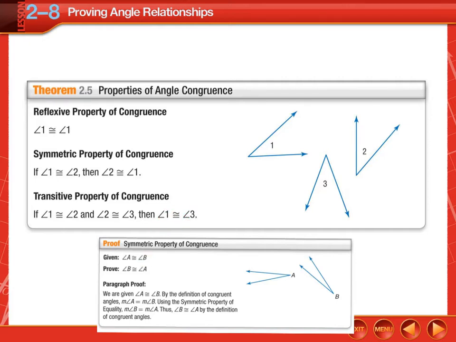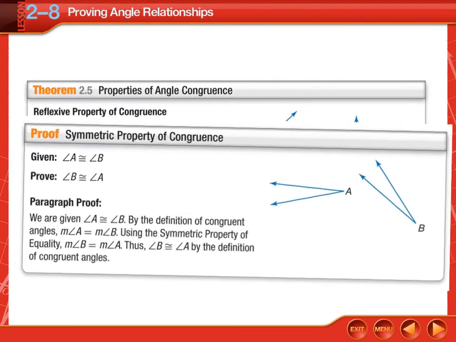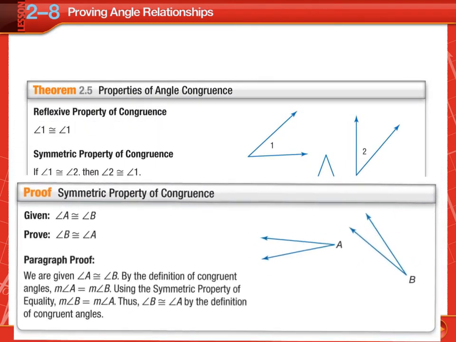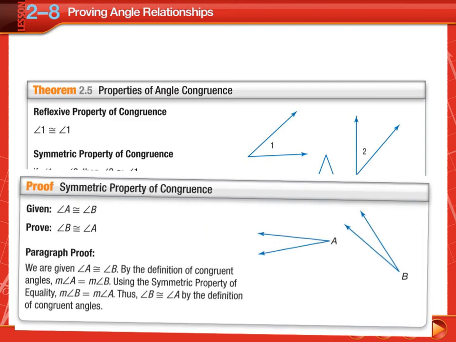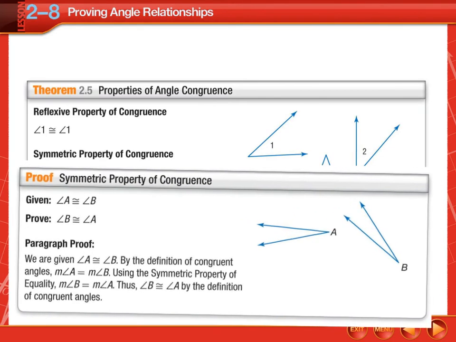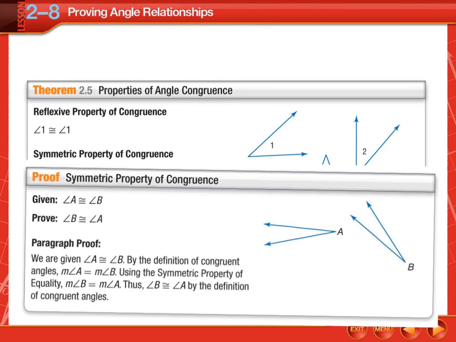So right down here I have the proof of the symmetric property of congruence, and all of these are similar to that. This one is basically saying that if you're given angle A is congruent to angle B, then angle B is congruent to angle A. And so the way that we prove that is, we've been using two-column proofs, but this one is a paragraph proof.